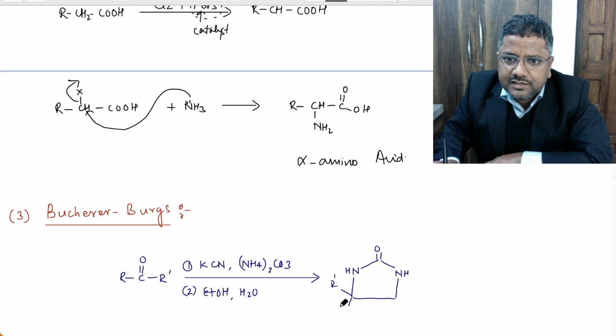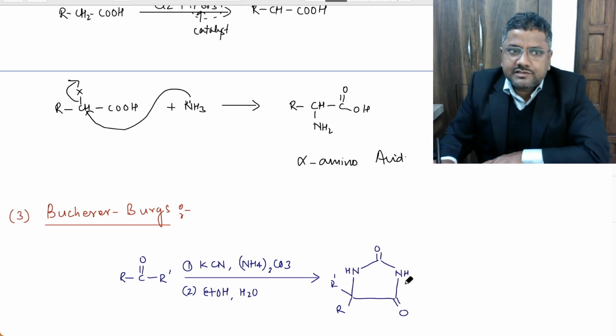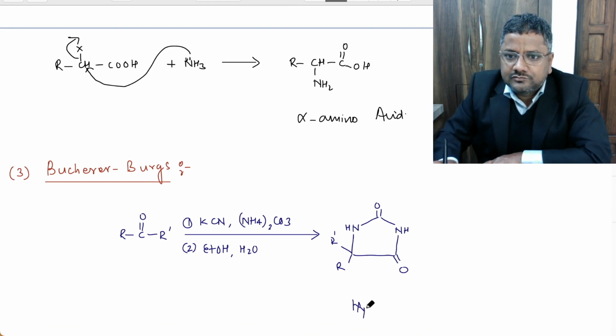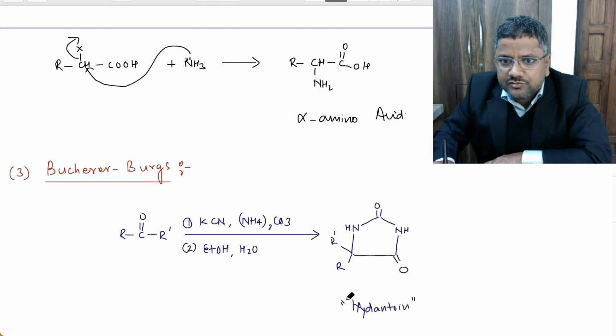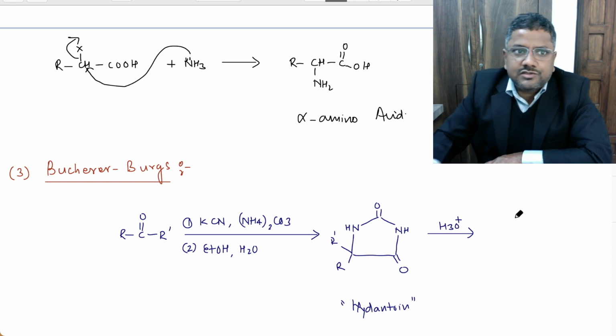Multi-step reaction involves here, right? So this is Hayden twine. This compound is known as Hayden twine, and on hydrolysis, when you hydrolyze this, you will get alpha amino acid.